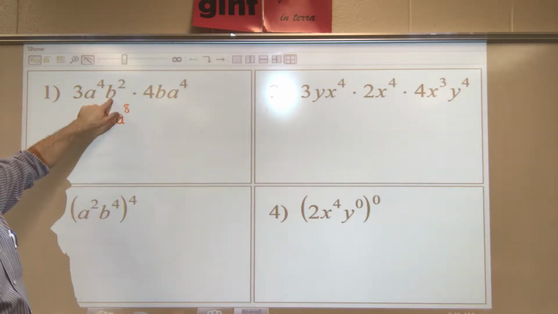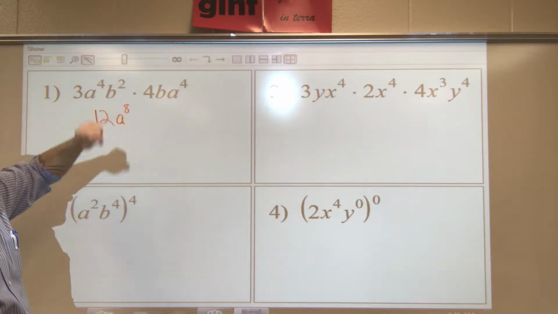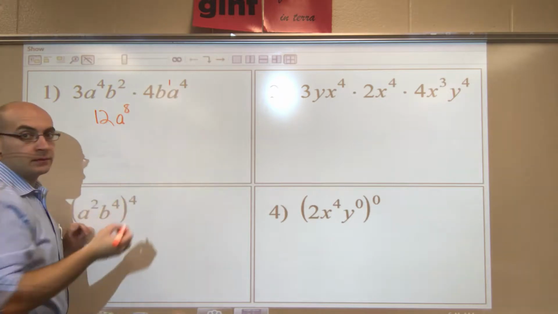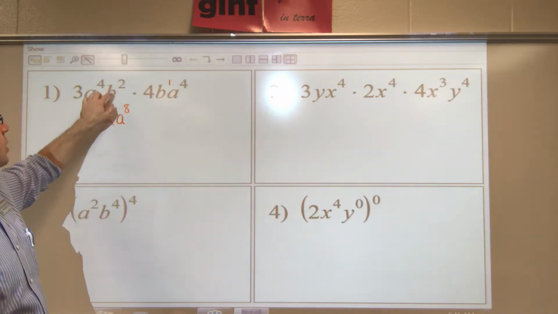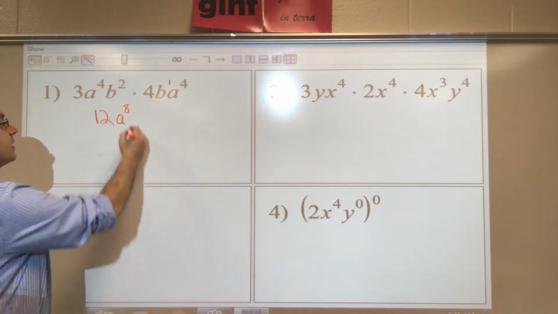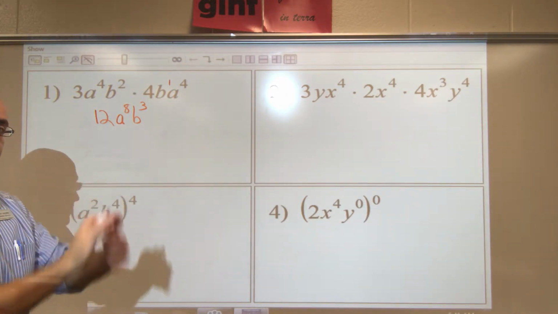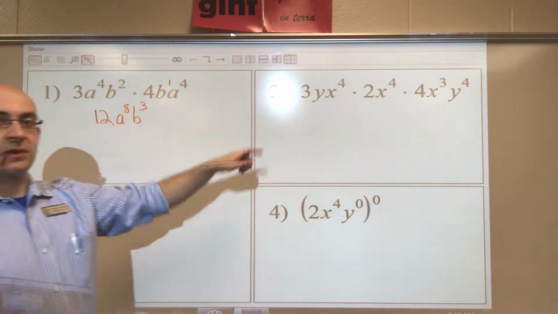Now, here I've got b to the 2nd, which means there are 2 of them. This one doesn't have an exponent, but that means it's 1. Be careful about that. So there are 2 here, and there's 1 here, which means I have a total of 3, and that's my final answer because I can't simplify or combine any more terms. Go ahead and give this one a try and pause me.